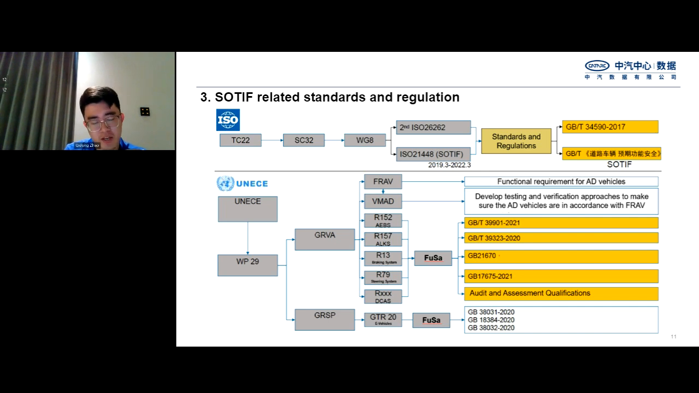On the other hand is the UNECE regulation. We have regulations for braking and steering systems, and also for AEB or ALKS systems. We have R13 or R157, and these are more or less related to either functional safety or SOTIF.